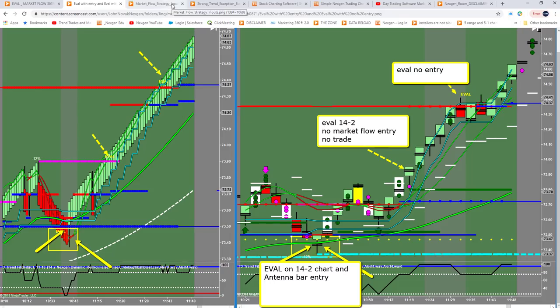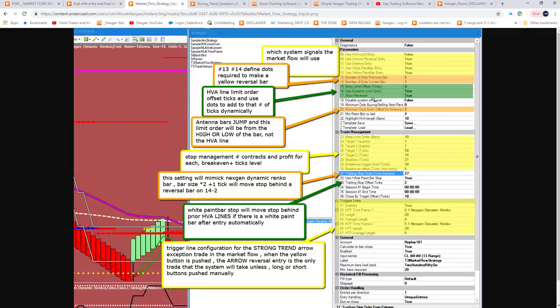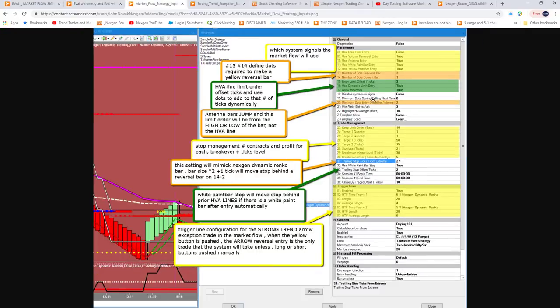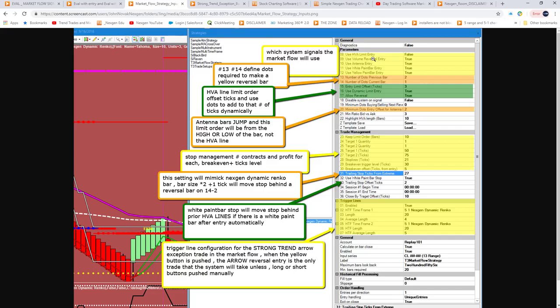Now, one more thing to go through with you guys with the market flow, some of the changes that we've made. This is still the same: you've got all of your signals automated for you, the white paint bar entries, yellow paint bars, the volume reversal arrows, and the antenna bars. We have still dynamic entries. And in this situation, I allowed reversals to be true. So if we were long into a resistance area and it gave a sell signal, it would reverse the position.